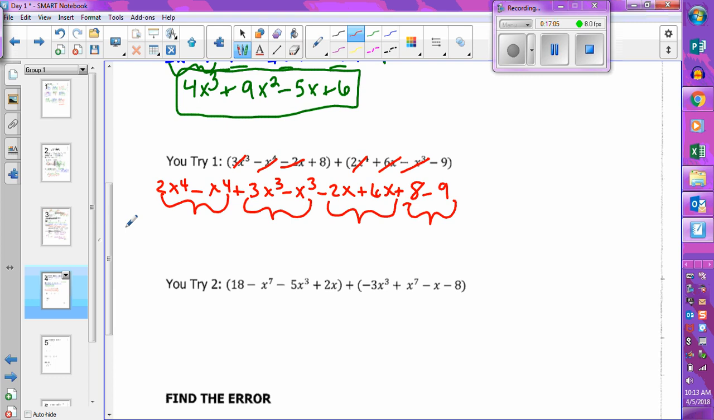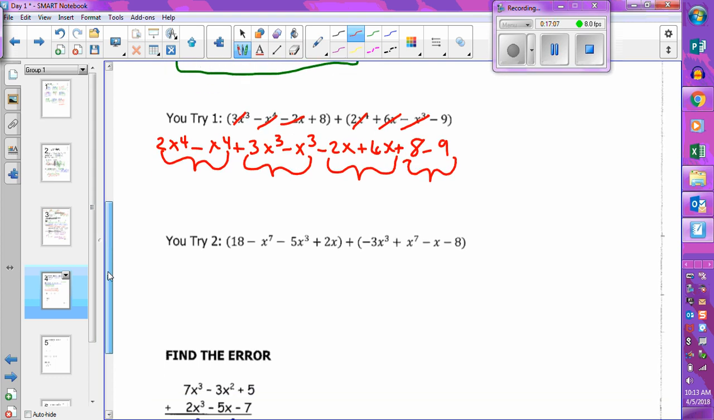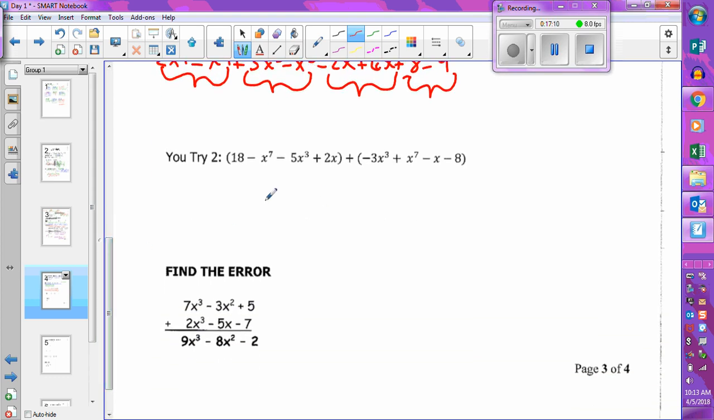So you go ahead and do that right now. You can pause the video and take care of that. And then I'm going to do the same thing here. So right here, I'm going to put this in standard form for you, and then I would like you to go ahead and solve. Remember, standard form means you put it from highest degree to lowest degree.